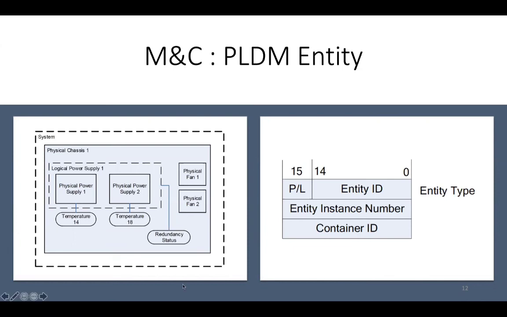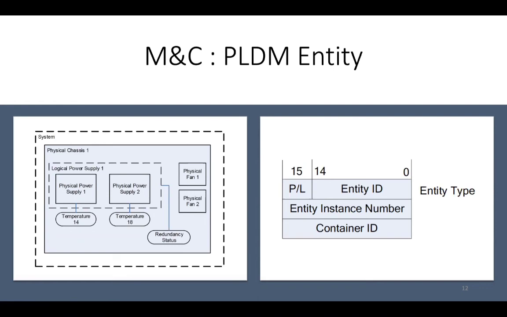Sure. So if you look at this diagram here, the chassis, if you consider the chassis as a FRU, then it is composed of multiple entities here. The physical power supply 1 and physical power supply 2 are separate, distinct entities. They'll have the same entity ID because they're power supplies, but they'll have different entity instance numbers. So that kind of composition is possible. But all of them will have the same PLDM type.